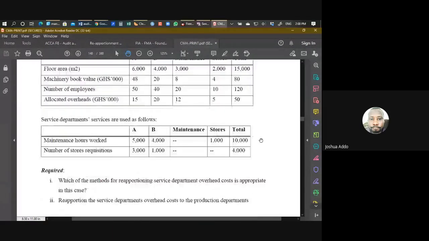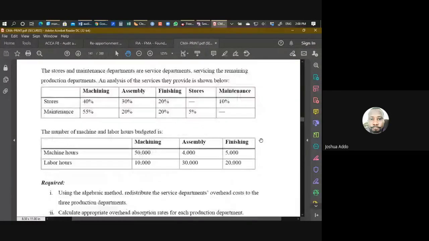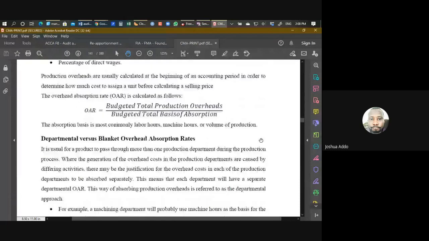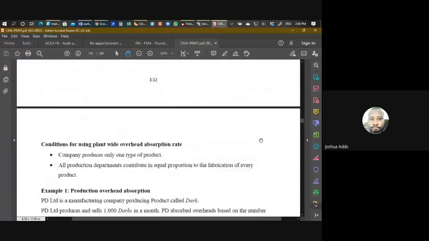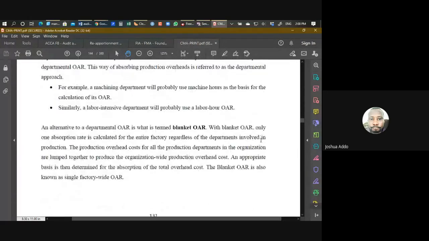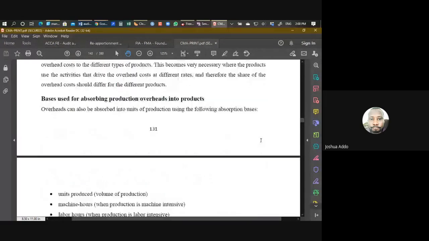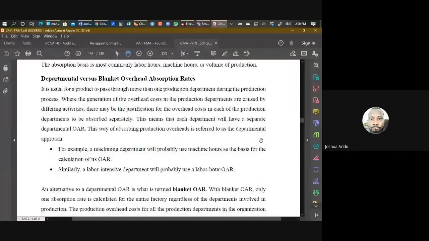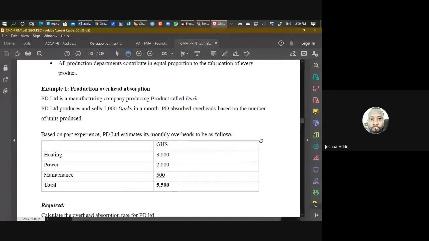Okay, so this is page 133. This is a very simple example. Let's use it to illustrate what we are saying. You can see the question on your screen. You can also follow along by reading the question from your textbook.